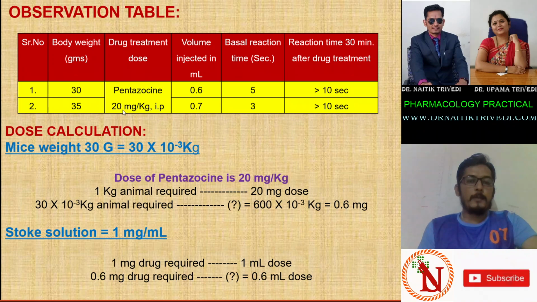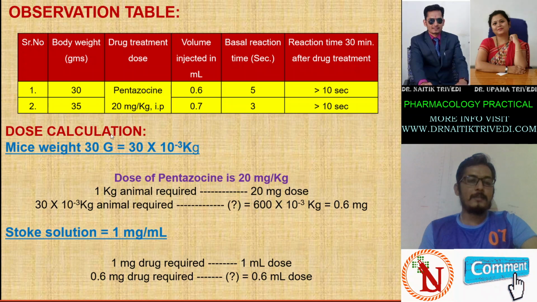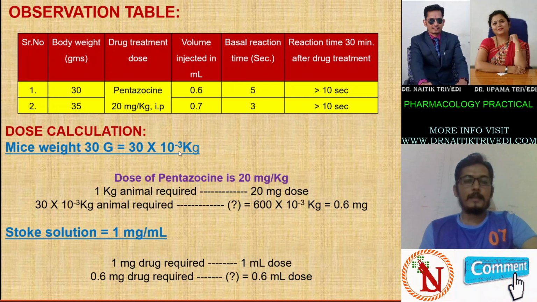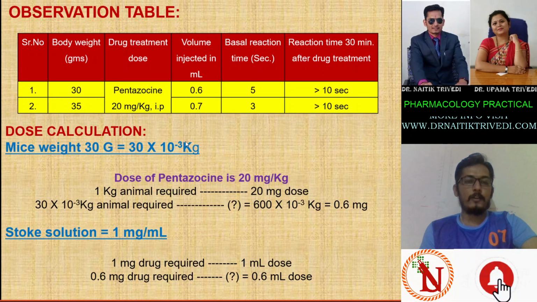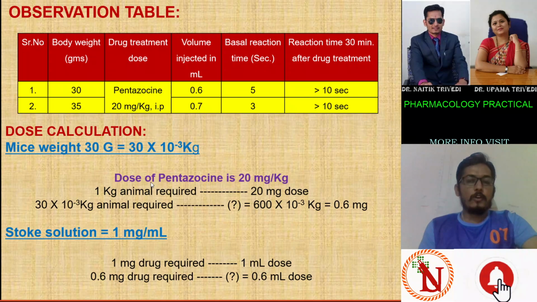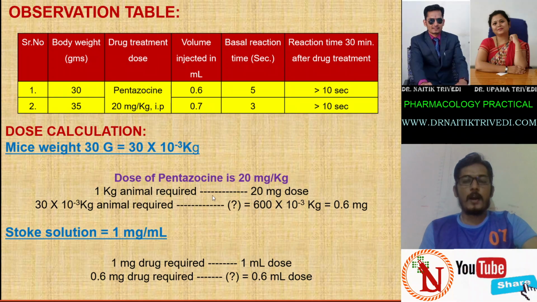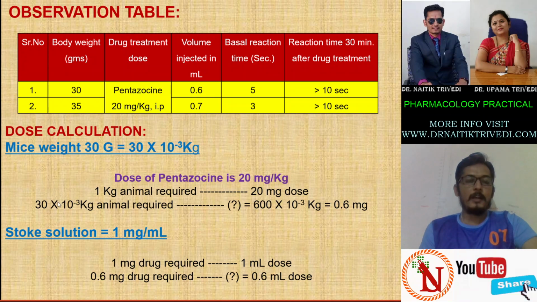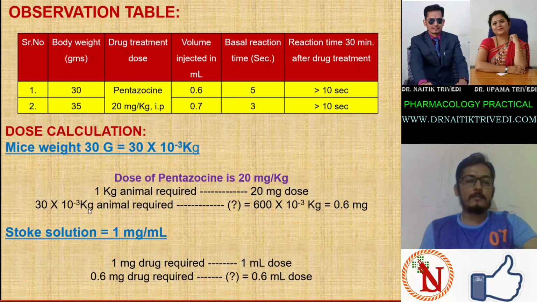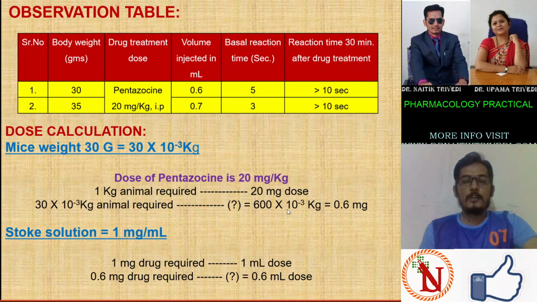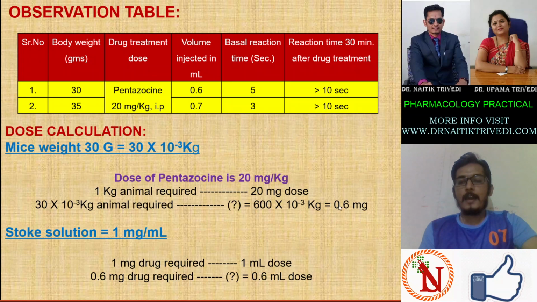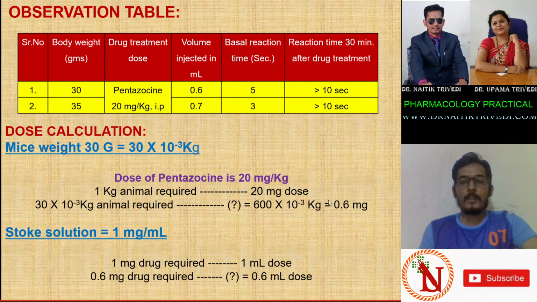Dose calculation: if the pentazocine dose is 20 mg per kg and the mouse weighs 30 grams, then convert it into kilograms: 30 multiplied by 10 raised to minus 3 kg is the weight of the animal. The dose of pentazocine is 20 mg per kg, so a 1 kg animal requires a 20 mg dose. Here the mouse weight is 30 multiplied by 10 raised to minus 3 kg, so how much is required? It is 0.6 mg. So we get the dose.